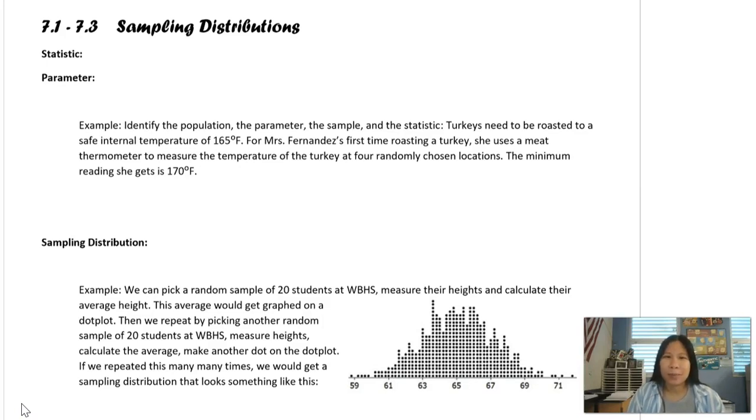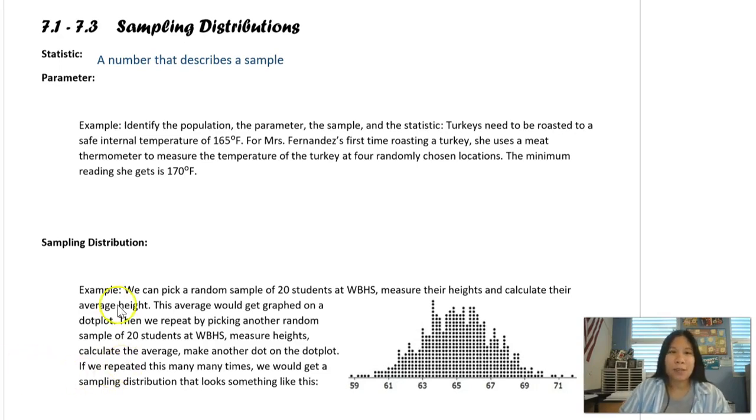So when we talk about sampling distributions, before we can define that, we have a couple other vocabulary words that we want to talk about first. The first one is a statistic. I know you take the statistics class, but a statistic versus statistics is kind of different. Statistics is the overall science of how we gather data and how we analyze the data. A statistic, singular, is really a number that describes a sample.